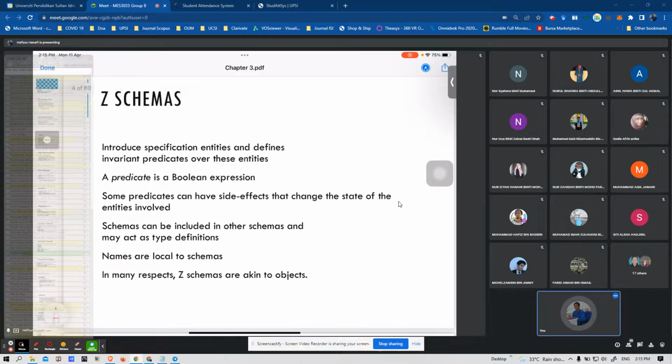Okay, and then the Z schema is introduced by the entities. First we see here a predicate, which is a Boolean expression. Some predicates can have a side effect that changes the state of the entities involved. This includes the pre and post conditions. A schema can be included in other schemas and may act as a type definition. This one you can integrate.